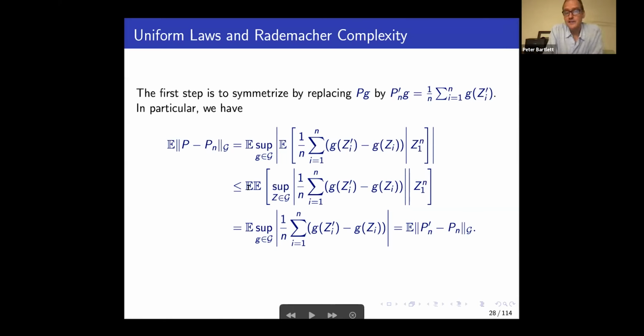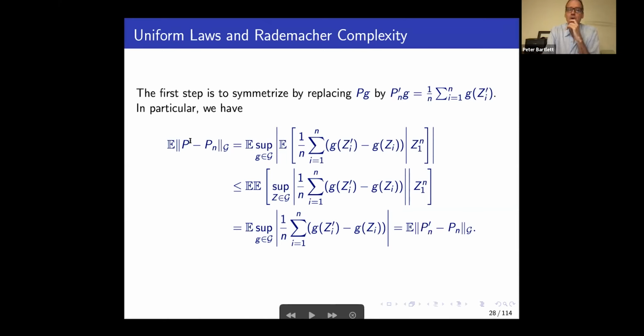And now, this is an expectation of a conditional expectation. So that's just an expectation, right? I'm just averaging over these things as well. So I get an expectation of the maximal deviations between an average over one sample and an average over another sample. Okay. I'm going to write that this way.